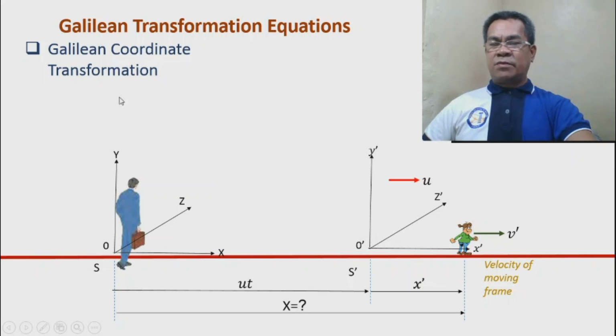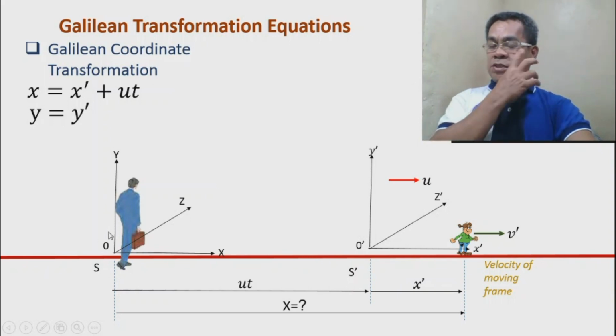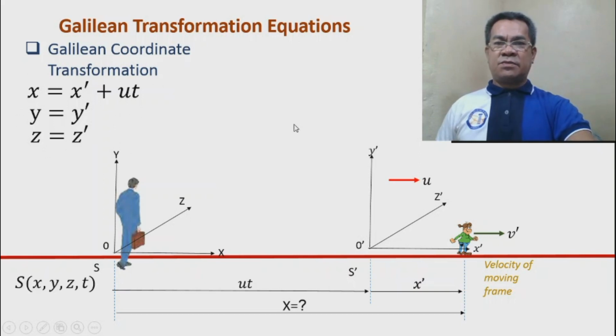The Galilean coordinate transformations, considering all the dimensions, are: along x, x is equal to x prime plus ut. For y, in this case there is no change, so the y position is the same as the y prime position: y is equal to y prime. Z also is equal to z prime. So these are the Galilean coordinate transformations.